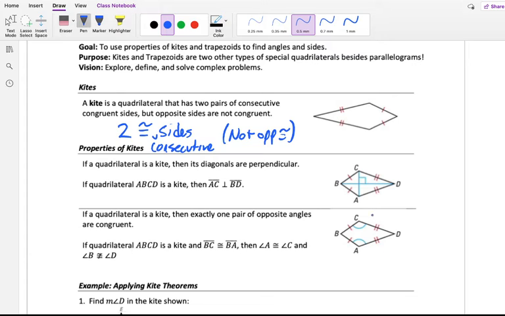Here are two main properties for kites. So the diagonals are perpendicular, and we have exactly one pair of opposite angles that are congruent. So whenever we have a kite, these angles right here, the ones that are in between the two sides that are not congruent, are going to end up being congruent to each other. And then 100% not allowed for the other two. So they'll be completely different from each other. So only one pair of congruent angles.